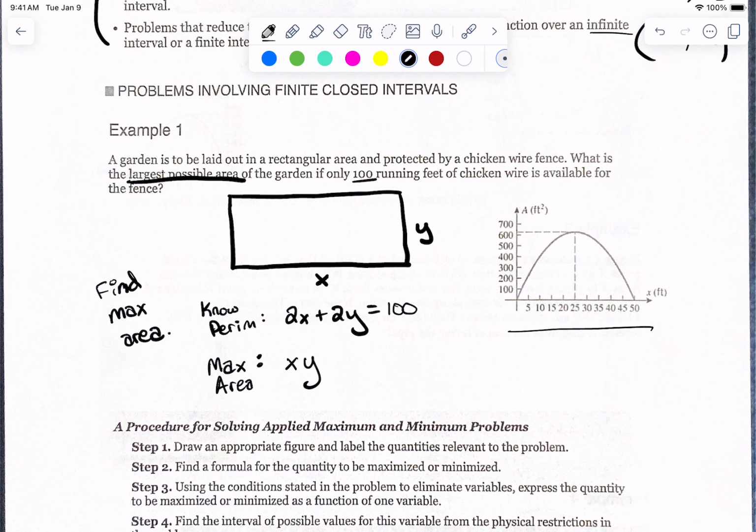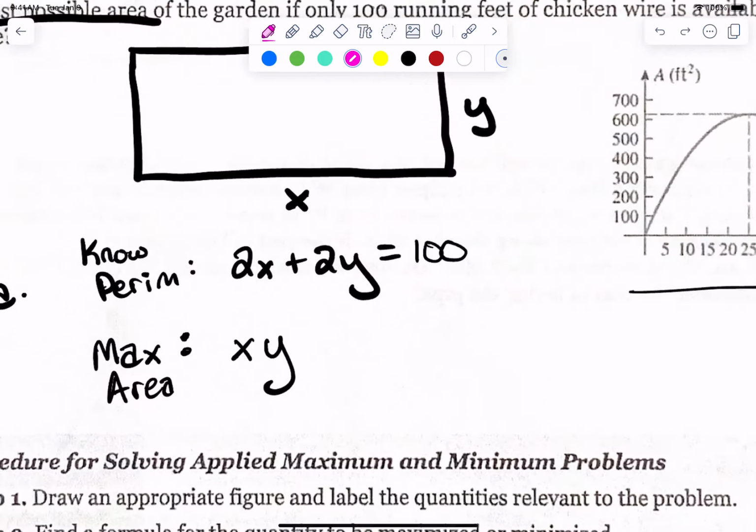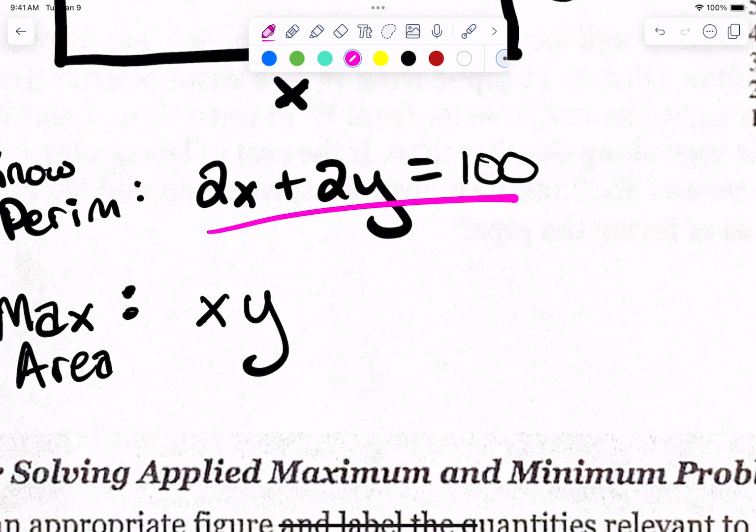Before I find the derivative, I want to incorporate these 2 equations together, so I get one equation with both. Notice there's an equal sign here, but we don't know what this is equal to because I don't know what the maximum area is. So take the equation that you know, solve for one of your variables, and plug it into the other one. Then we'll take the derivative.